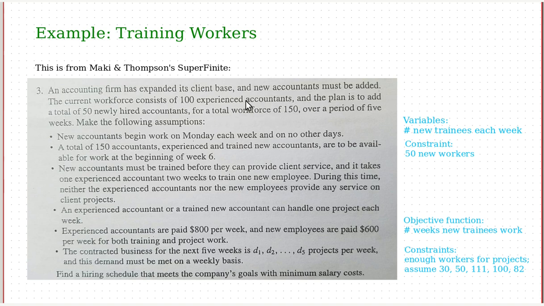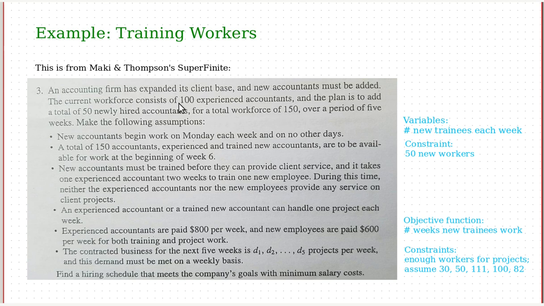Other things being equal, it's better to hire the new accountants to have them start working later. If they start working during week 1, you're going to have to pay them for 5 weeks work, right? Whereas if they start working during week 4, you only have to pay them for 2 weeks work, right? Of course, they all have to be working by week 6, so there's not going to be any difference from week 6 on about how high the payroll is. But you could minimize costs by keeping the new hires down during the early weeks, right?